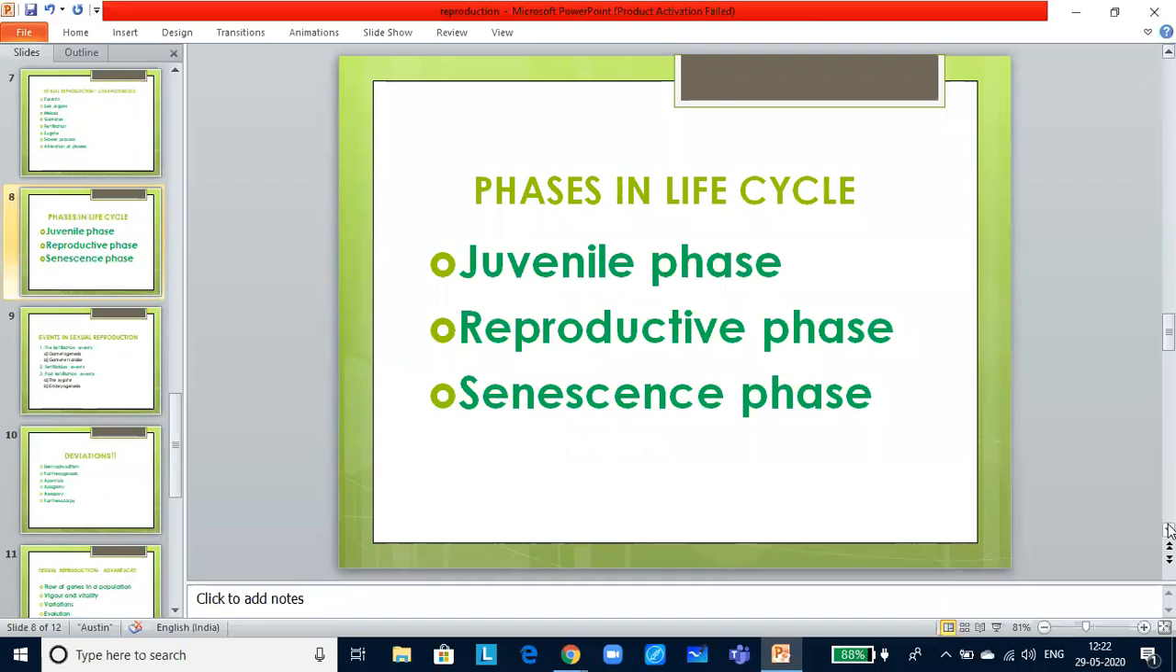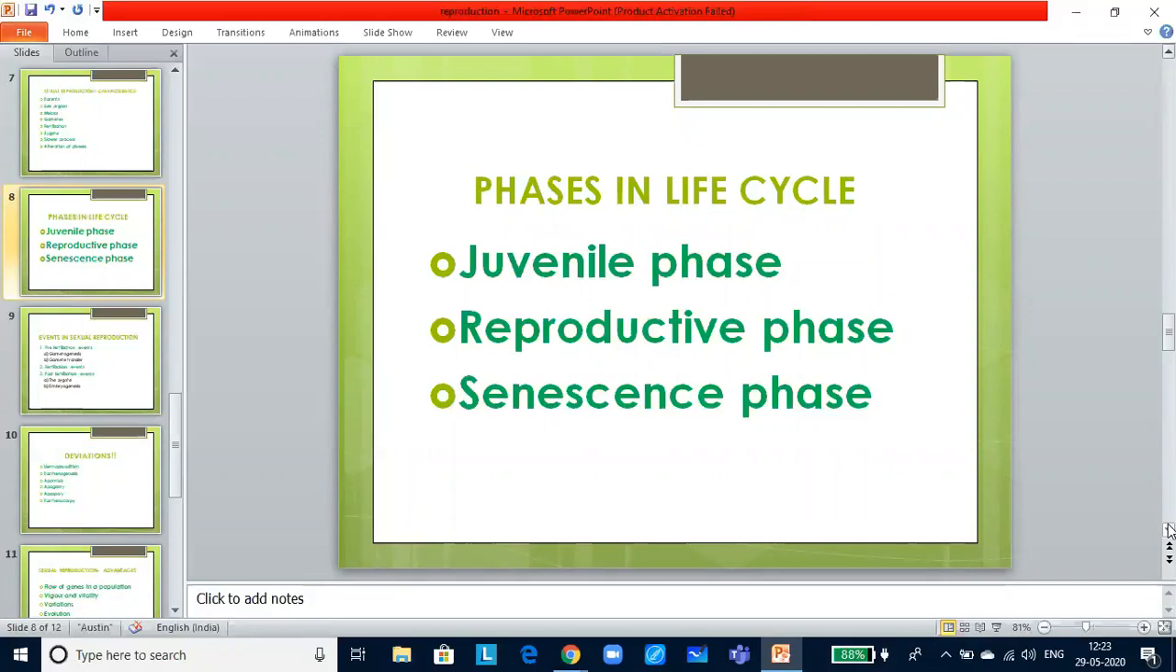Now let us look into each phase. What is meant by a juvenile phase? A juvenile phase is a period gone through by some plants, especially woody perennials, during which the plant cannot produce reproductive structures even if all appropriate environmental conditions are present. So I gave the juvenile phase here for a plant.